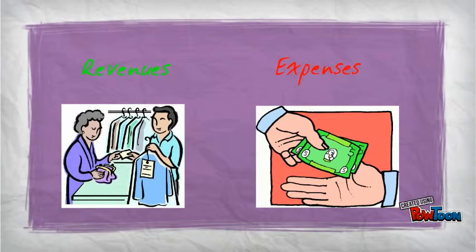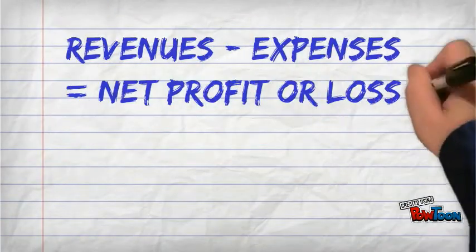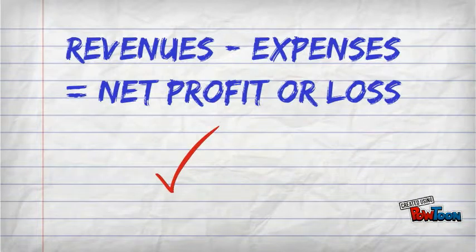Examples include wages, taxes, advertising, and utilities. Its purpose is to demonstrate the financial success or failure of a business over a specific period of time. It is formalized through subtracting total expenses from total revenues to calculate the net profit or net loss.